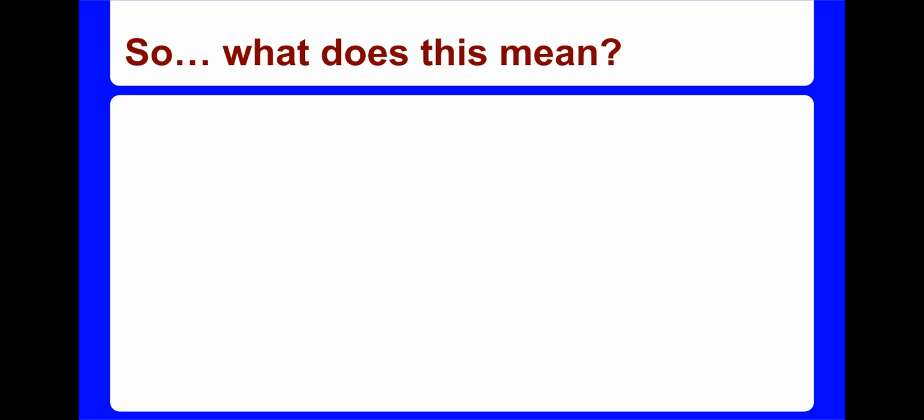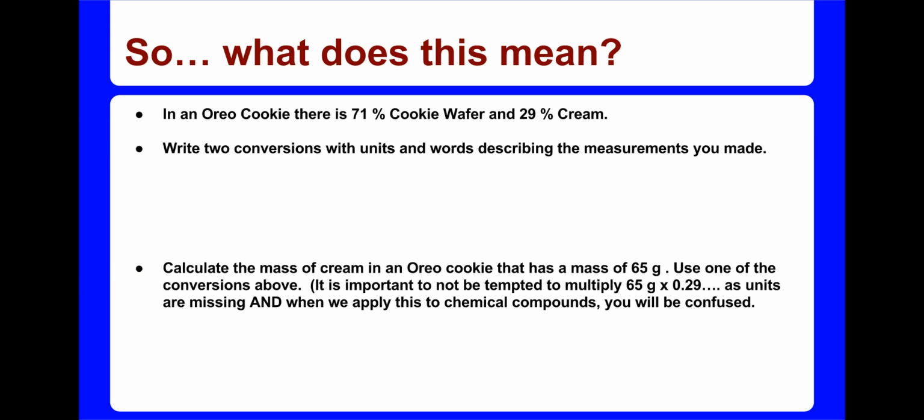So what does that mean? In an Oreo cookie, there's 71% cookie wafer and 29% of it is cream. You can write two conversions with units and words describing the measurements you made. And then we can calculate the mass of cream in an Oreo cookie that has a mass of 65 grams.